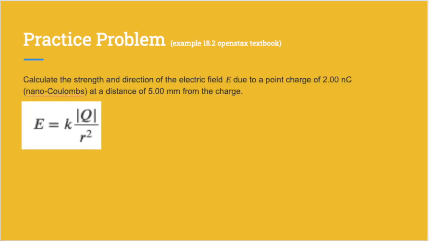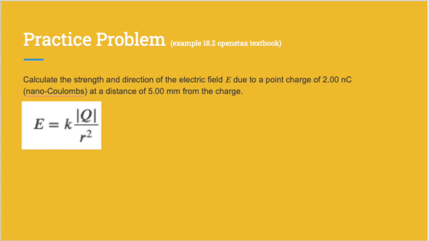So now that we know the equation, we're going to do a practice problem. The problem states, calculate the strength and direction of the electric field E due to a point charge of 2 nanocoulombs at a distance of 5 millimeters from the charge. My favorite trick when doing physics problems is to memorize all of the SI units for each variable, so that when I'm given those SI units in a problem, I know exactly what variable they plug into, so I can choose my equation off the equation sheet.